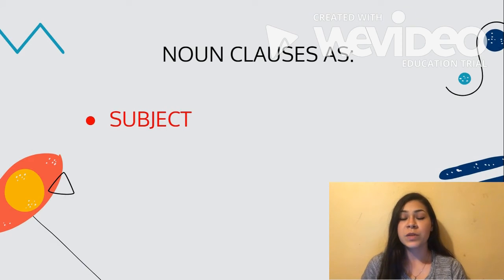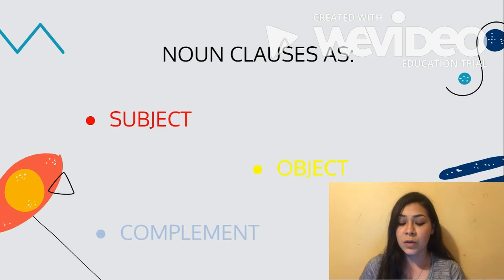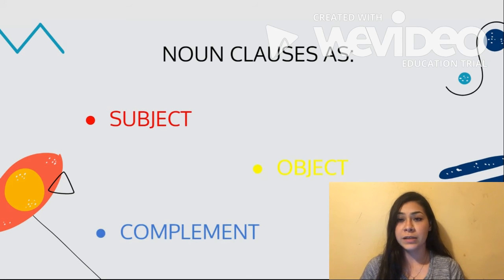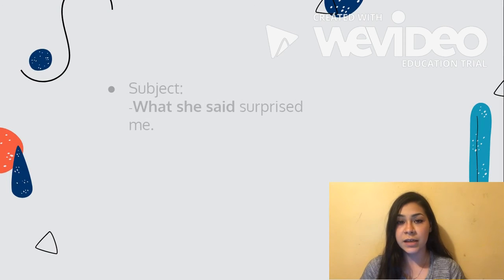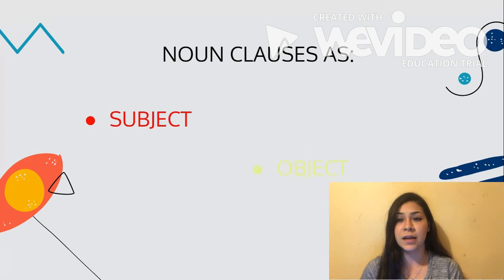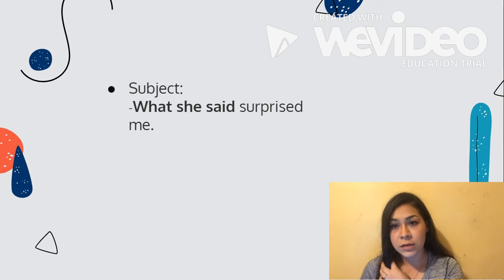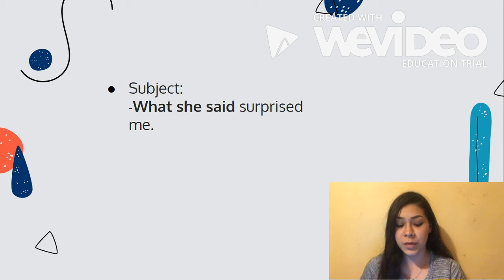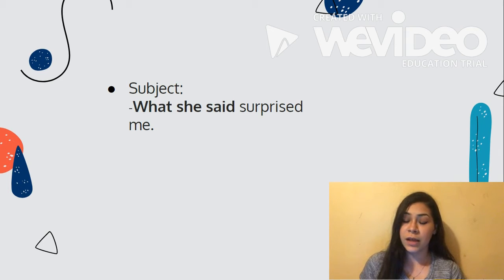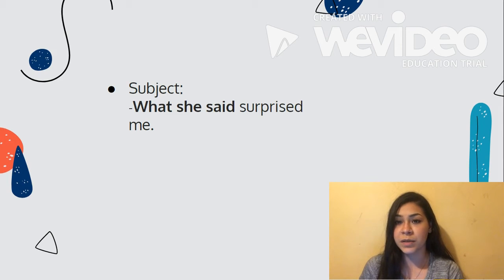So, as we saw before, noun clauses work as three types: as a subject, as an object, and as a complement. So, an example of a noun clause as a subject could be "what she said surprised me." Here you can see that the embedded question is working as the subject at the beginning of the sentence. What she said surprised me.